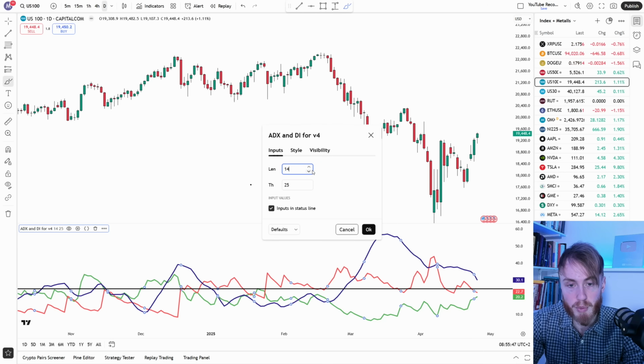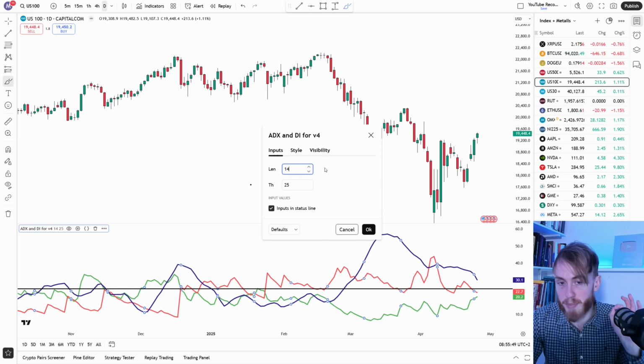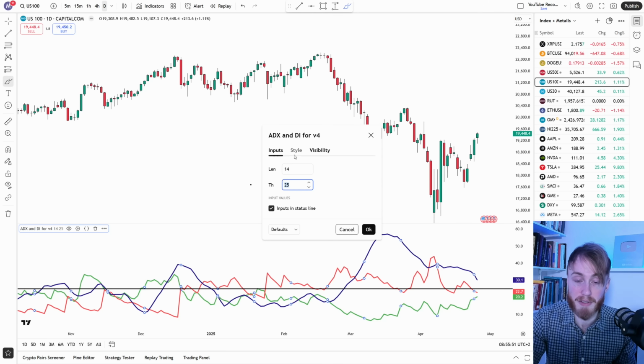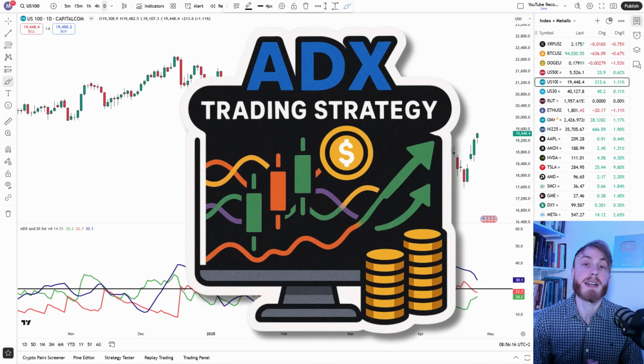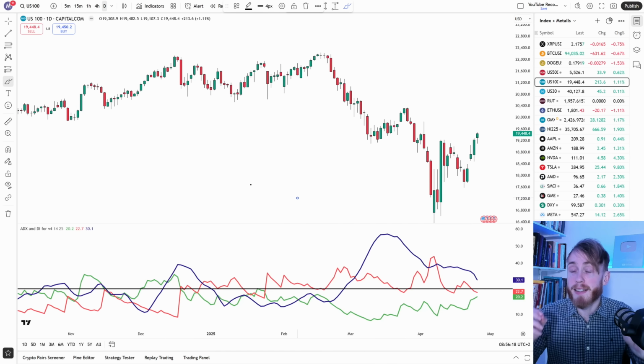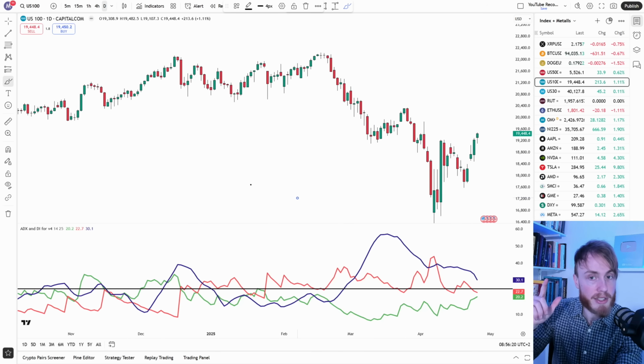But for now, let's switch back to 14. So 14.25, let's keep it at that for now. But right, so now let's take a look at an ADX trading strategy step by step. And for this trading strategy, the only thing you need is the ADX indicator, and you also need some knowledge in price action and market structure.